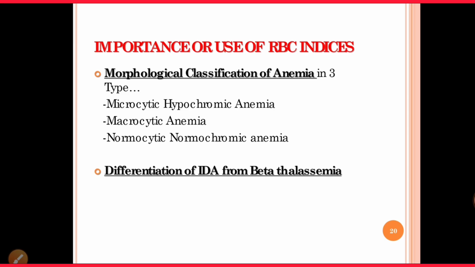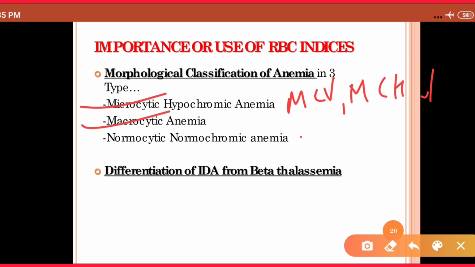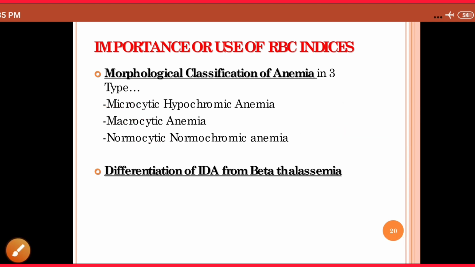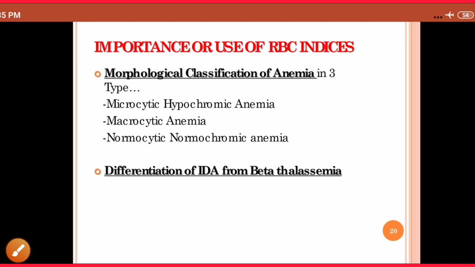All right. So now we will see the importance of red blood cell indices. It is clear that with the help of red blood cell indices, you can classify anemia morphologically into three types: microcytic hypochromic anemia, where your MCV and MCH are low; macrocytic anemia, where your MCV and MCH are high, right? And normocytic normochromic anemia. So you can morphologically classify the anemia, and accordingly treatment can be planned.